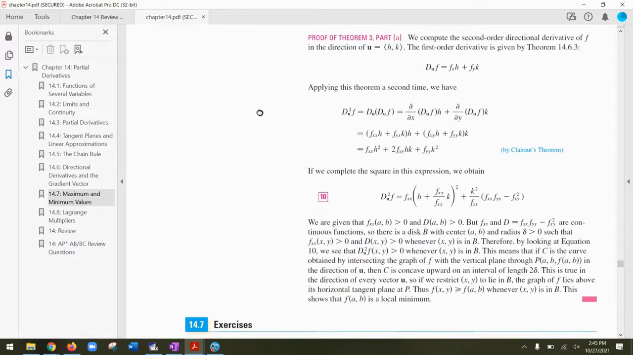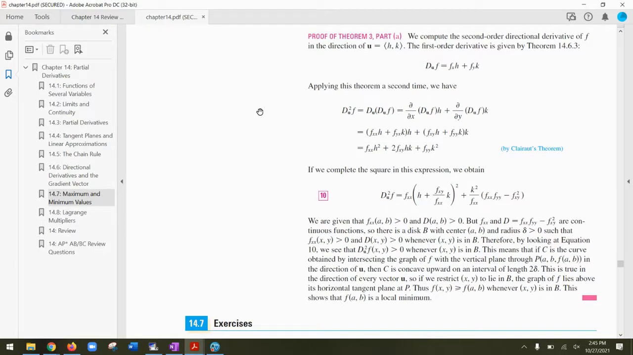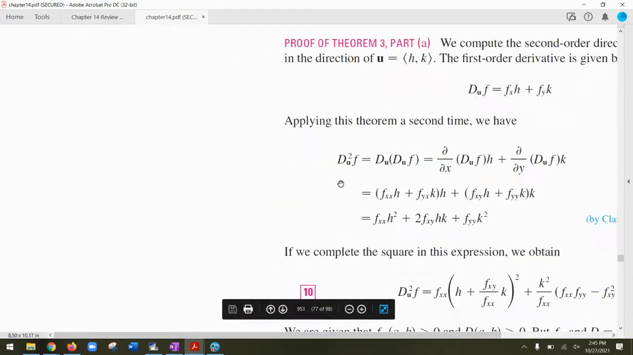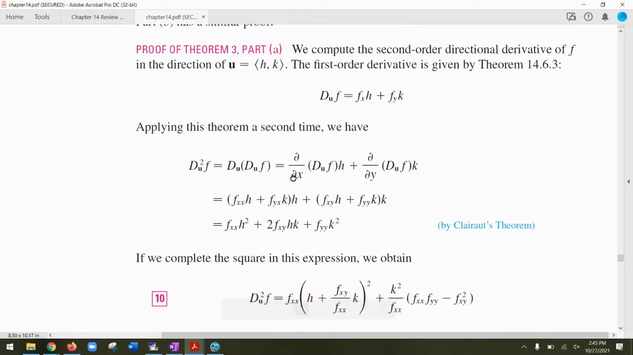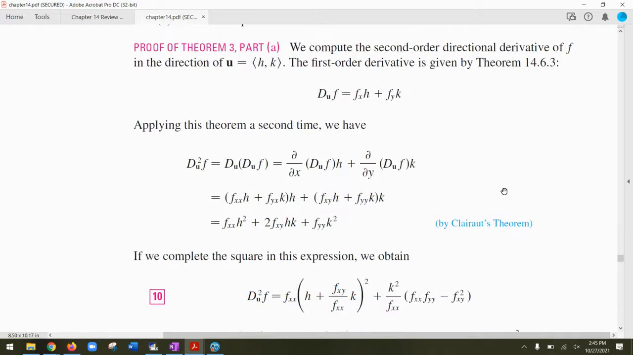So you guys, let me make that a little larger so we can see better. This proof is only showing us the first part of the theorem. It's only showing us the part where we get, I believe, a local min. I don't know, let's read it. So we compute the second order directional derivative of f in the direction of u equals hk. The first order derivative is given by theorem 14.6.3. Okay, that's no big deal. We know this. It's the gradient dotted with a unit vector. That's the directional derivative.